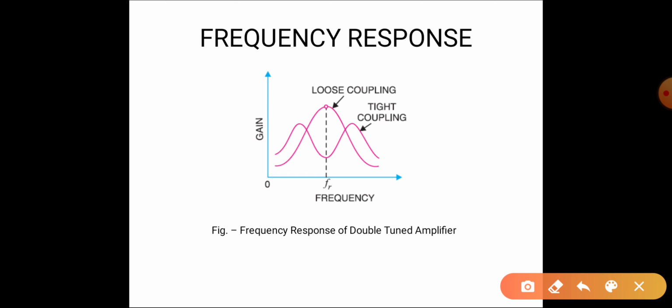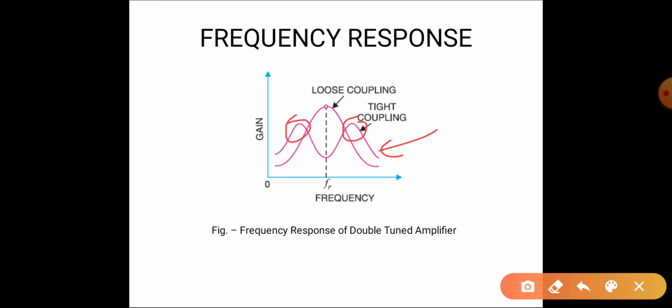So there are two positions of maximum gain. Here you can see at the tight coupling there are two positions of the maximum gain. So this is the first position and this is the second position for tight coupling. This is the curve for tight coupling. Due to this you can get two resonant frequencies. So these are for the loose coupling and tight coupling.